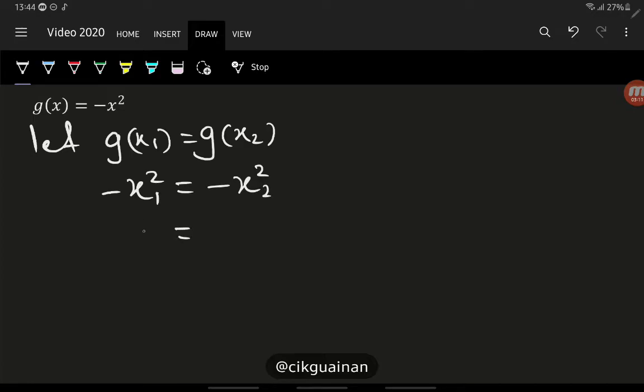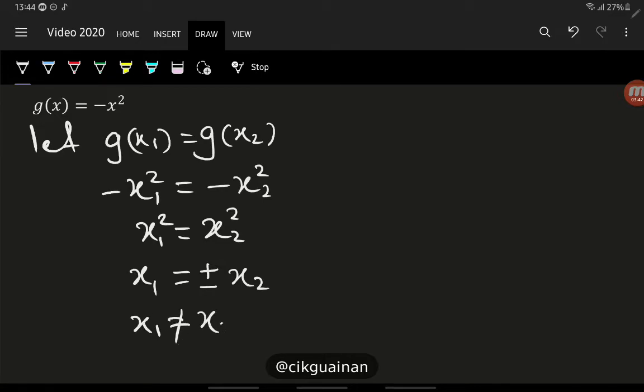Now we can lose the negatives. Now what we can do is we want to find the value of x1, right? So we have to lose the square. Now when we take a square root, we must have a plus minus. Plus minus on the right for x2. So this one is not x2, so they are not equal. I write the conclusion over here.